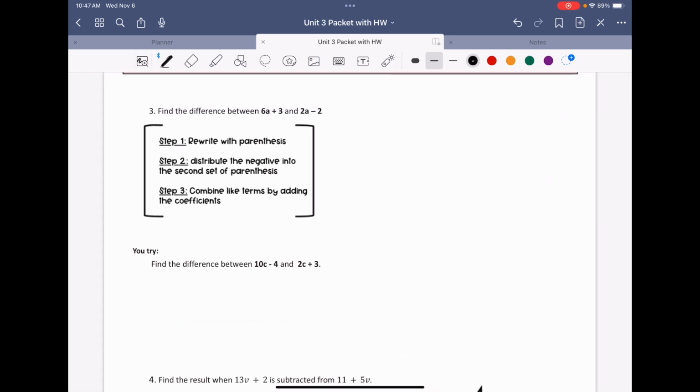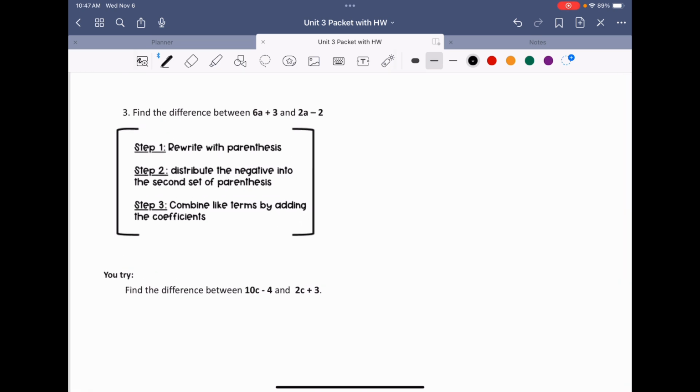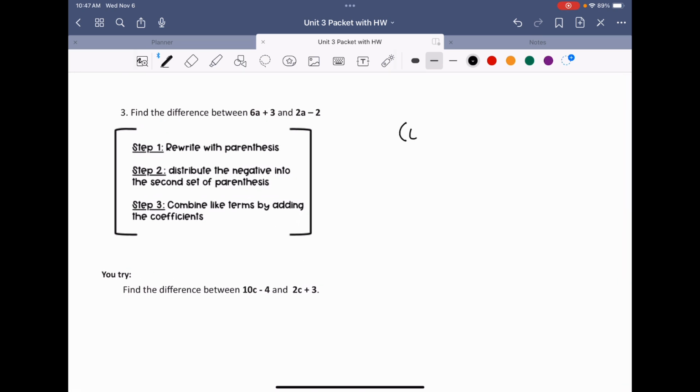So find the difference between 6a plus 3 and 2a minus 2. So this is a sentence. I'm going to rewrite it first into a math problem. So in parentheses, 6a plus 3. The difference means to subtract. So I'm just putting a little note there. Minus 2a minus 2. Always double check that you've copied things down correctly. Sometimes we move too fast and we might copy things down incorrectly.